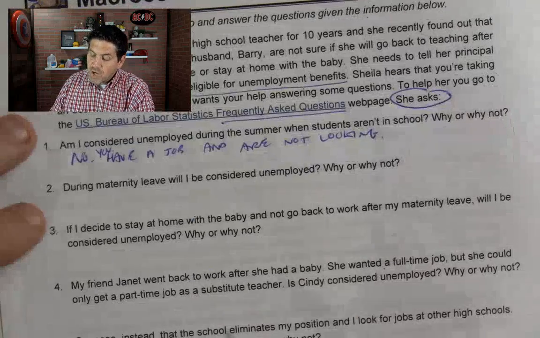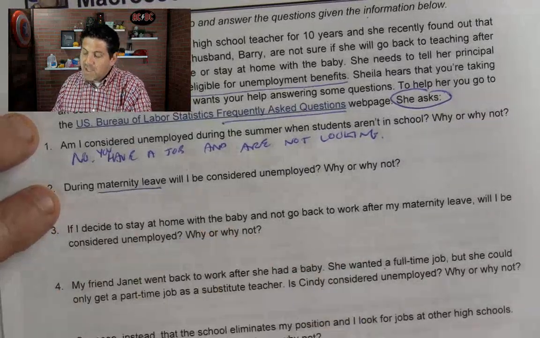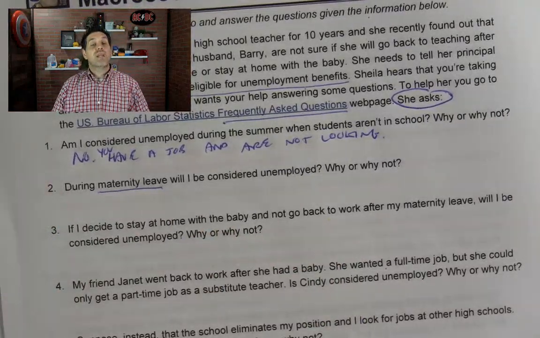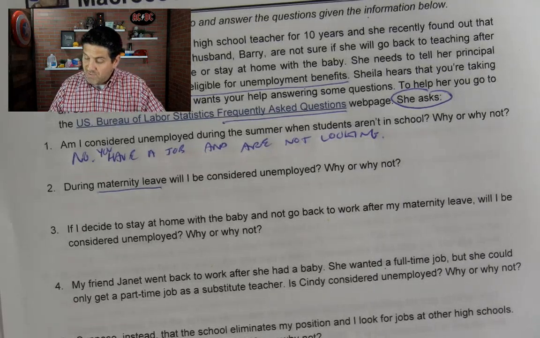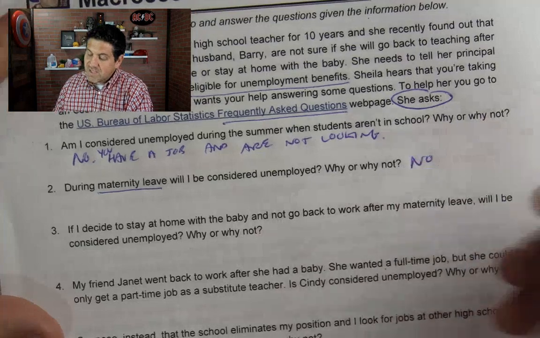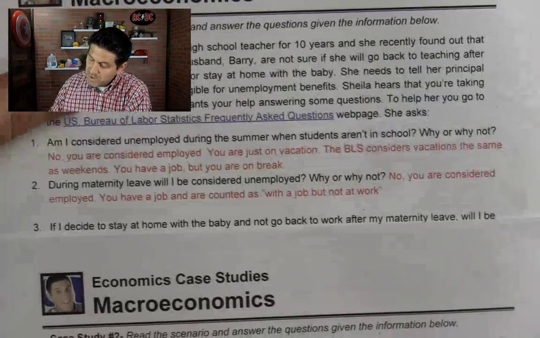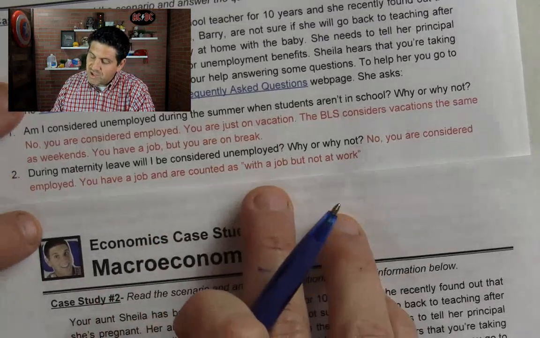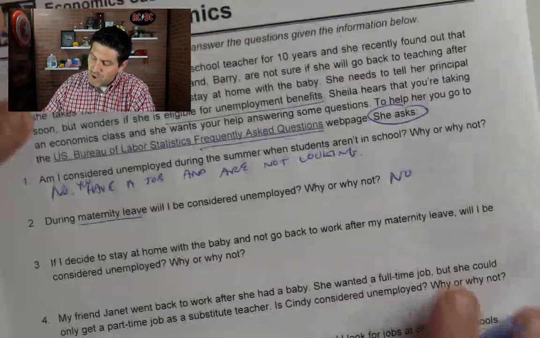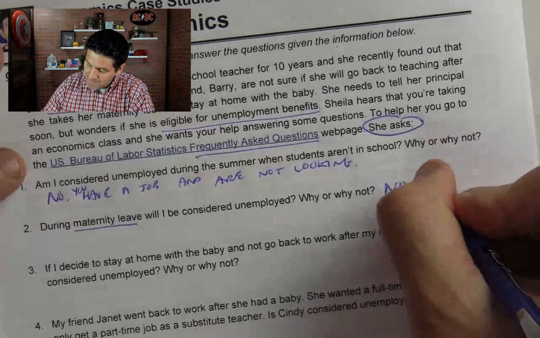You're not unemployed. During maternity leave, will I be considered unemployed? Why or why not? Ooh, that's a good question, right? Can you apply for unemployment benefits while you're on maternity leave? The answer is no. This is the same exact idea. It says right here, you are considered employed, you have a job, and are counted as with a job but not at work. So the answer is no, you have a job.